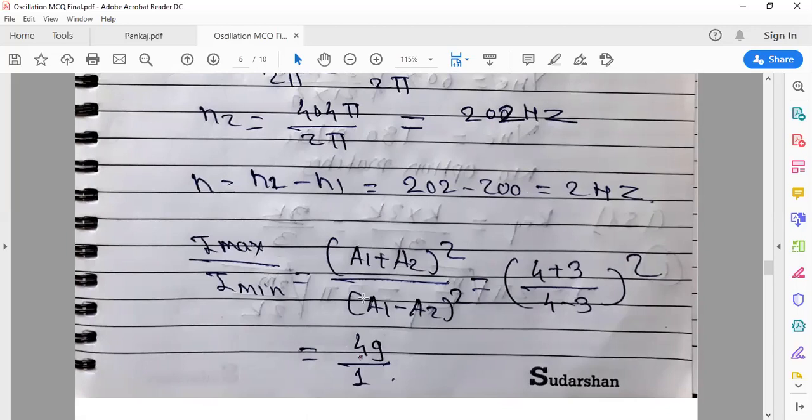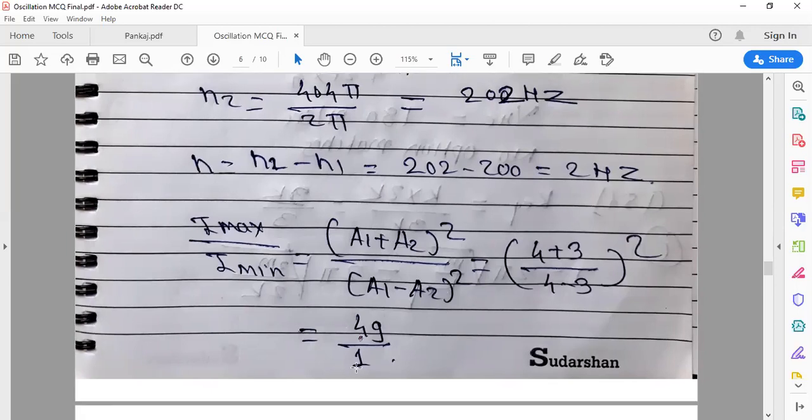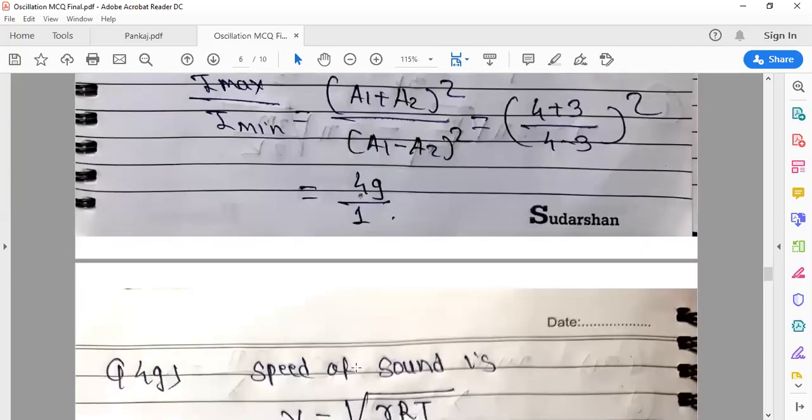Then for the ratio of intensity, use the concept of amplitude. A1 plus A2 whole square for the maximum intensity and A1 minus A2 whole square for the minimum intensity. So we get it is 49 is to 1. So we get the two values, beat frequency as well as the ratio of intensity. According to this, we can find the correct option. So for question number 35, the correct option is option B, 2 beats per second beat frequency with intensity ratio 49 is to 1 between maximum and minimum.